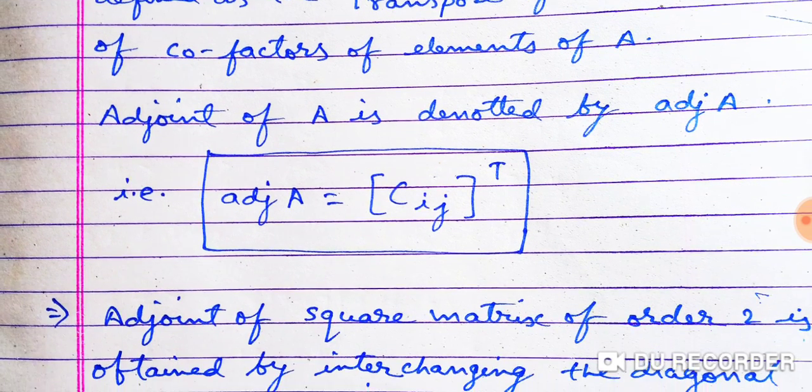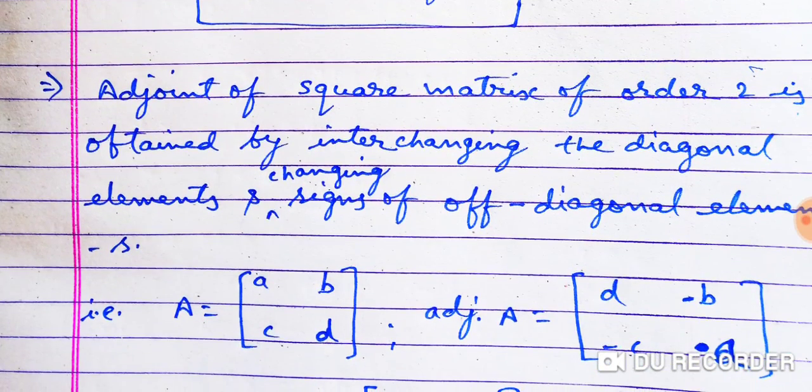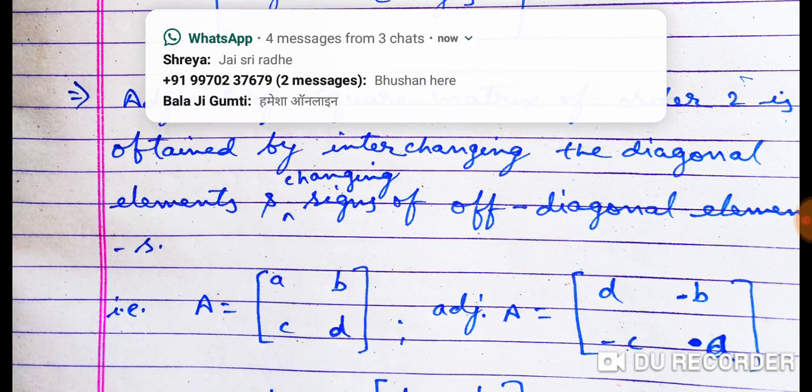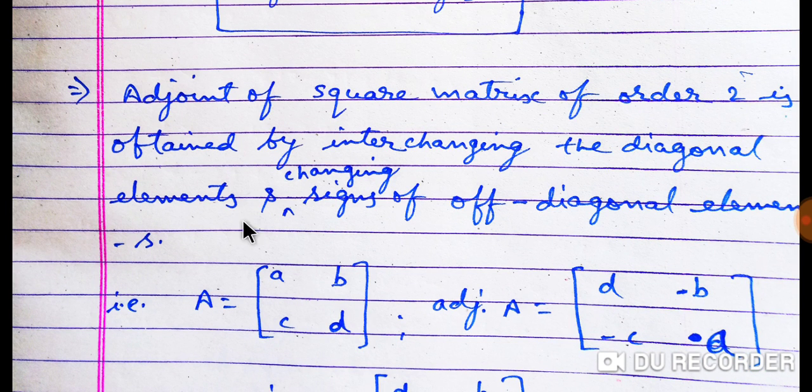Now there is one point about the square matrix of order 2. The adjoint of a square matrix of order 2 is obtained by interchanging the diagonal elements and changing the signs of the off-diagonal elements. Suppose there is a square matrix of order 2 and we have to find its adjoint; it is very simple. We just interchange the diagonal elements. A and D are the diagonal elements, so we interchange their positions. D will come here and A will come here.